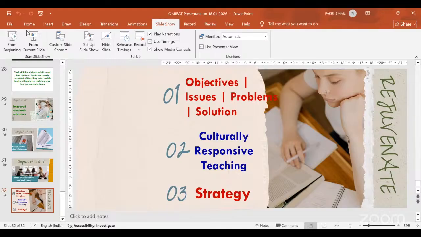Today we have diverse classrooms. In a single classroom, there are normally more than 30, 35, 40 students. They vary in religion, languages, cultural background, skills, and characteristics. Some students are very active, some are very inactive. Altogether, today's classrooms are totally diverse. So we need to adopt culturally responsive teaching.